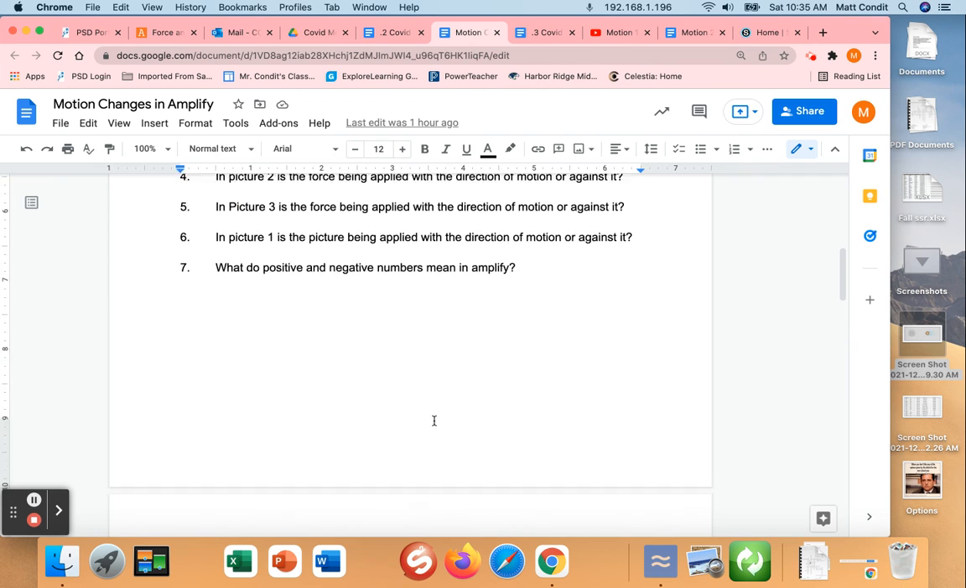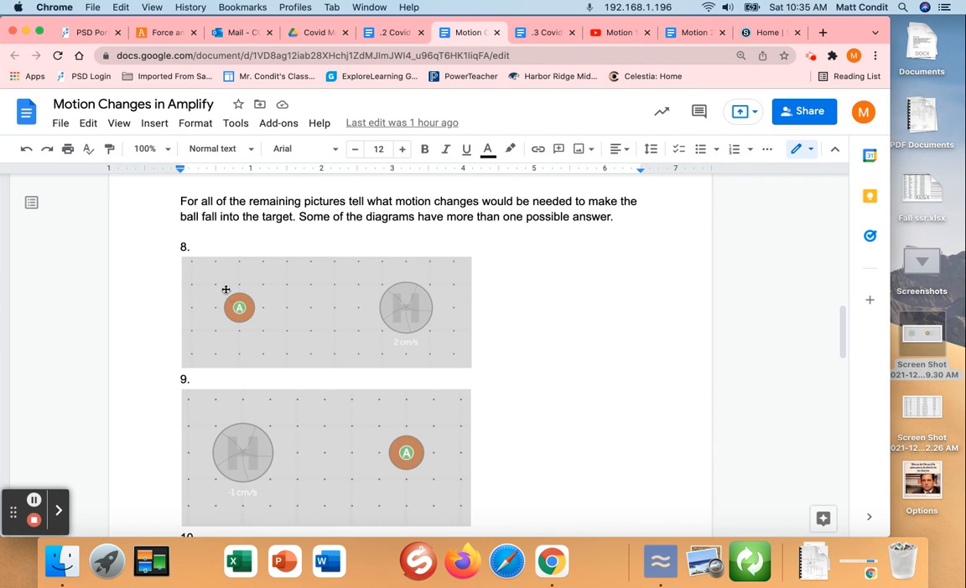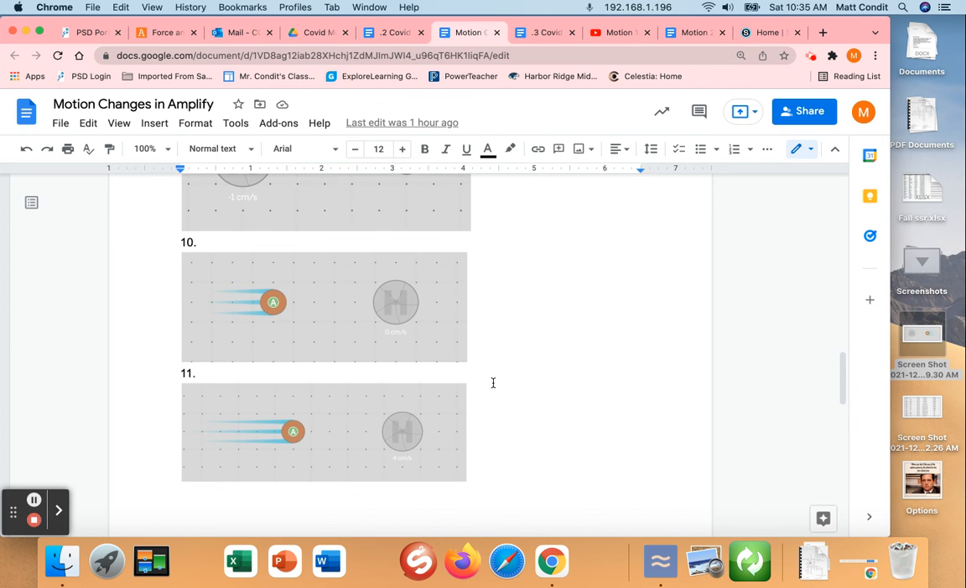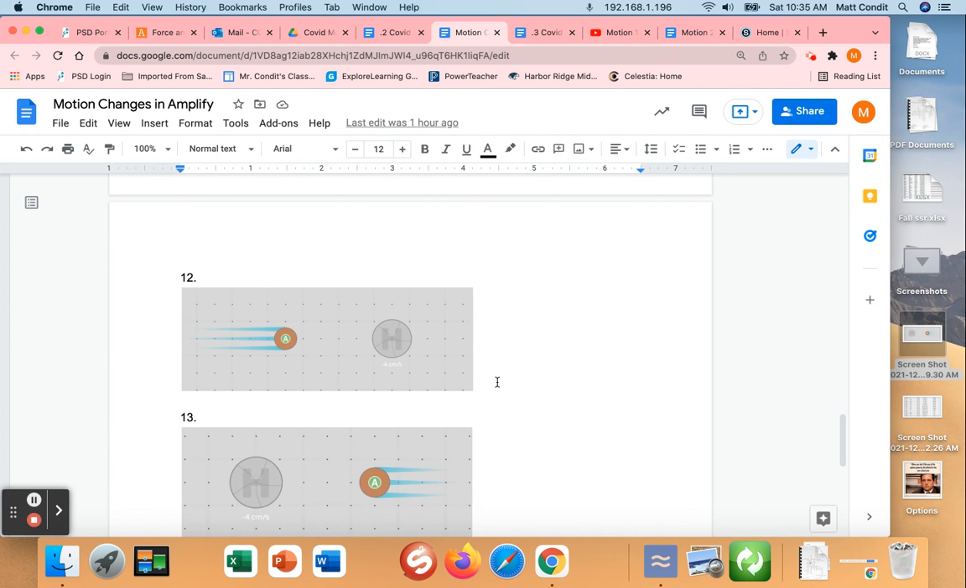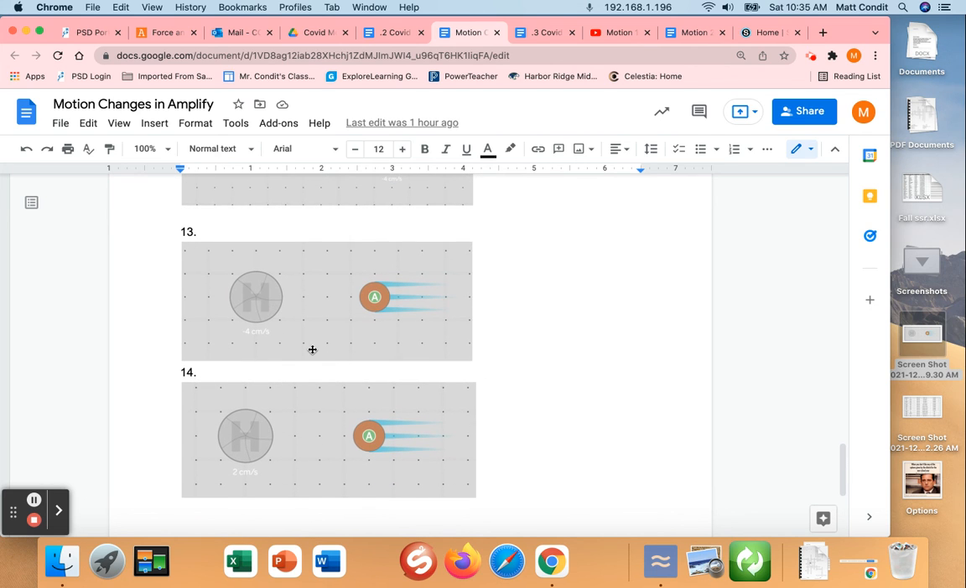Okay. And then down here, it says for all the remaining pictures, tell what motion changes would be needed to make the ball fall into the target. So in other words, on this, we're looking at for you to look at this picture and say, well, gosh, if that's standing still, it's not moving, and the target says 2 centimeters per second, are we going to need to start it, stop it, speed it up, slow it down, or change the direction? Okay, same thing with it. So all of these are just basically asking for the kind of motion change that will be required to make you successfully able to complete that.